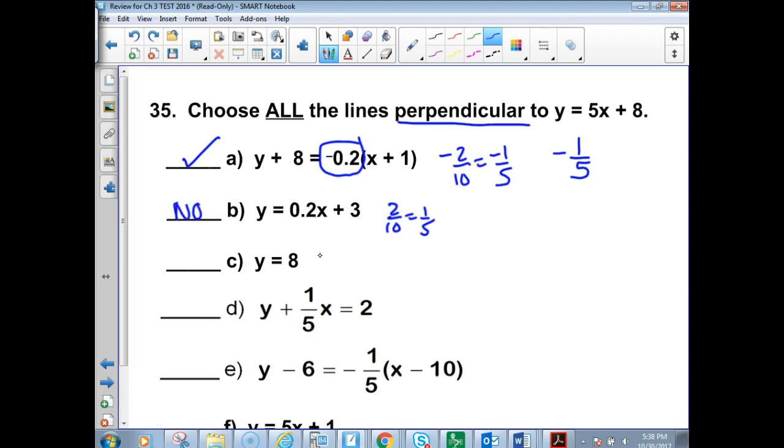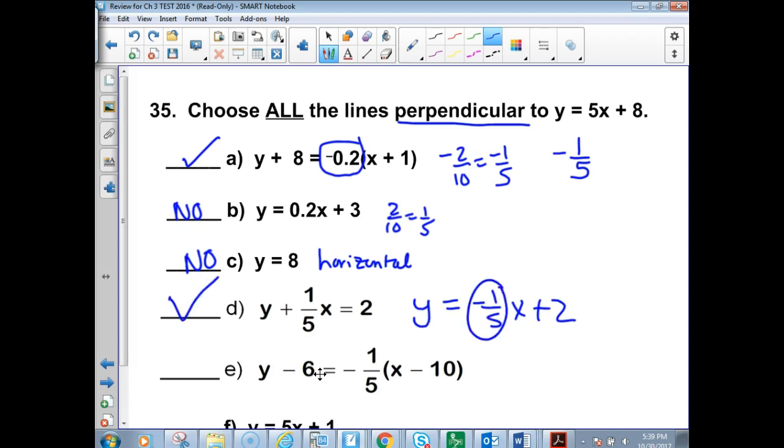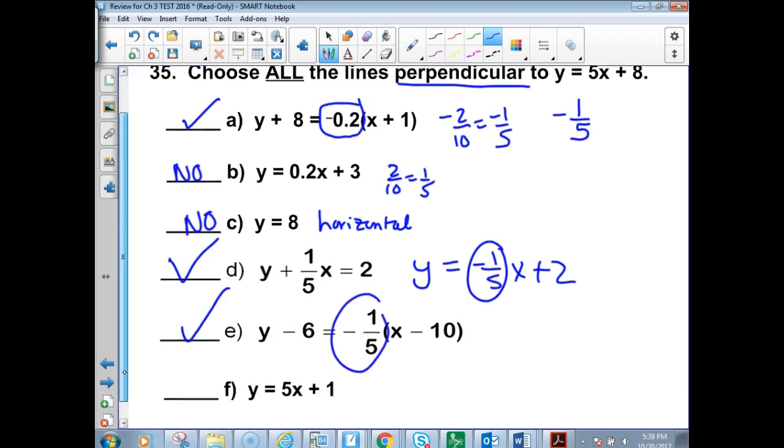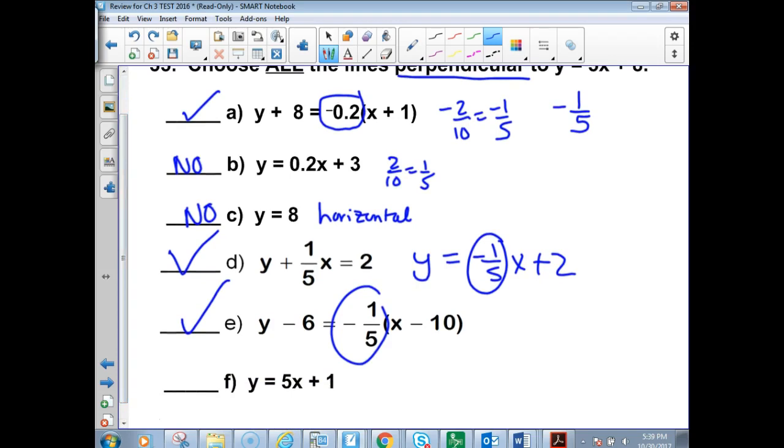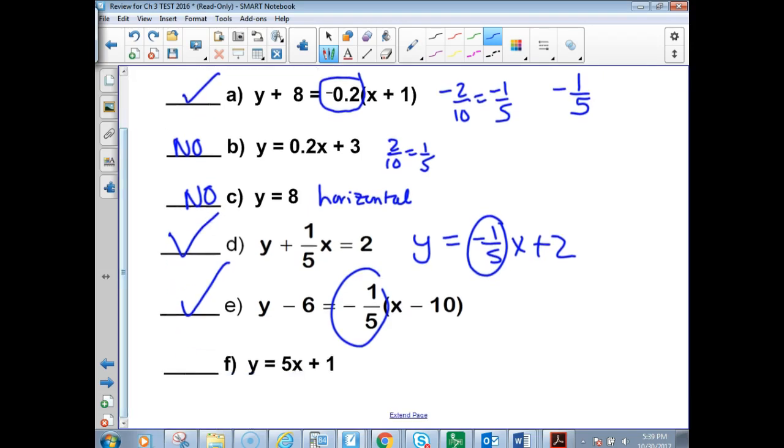y equals 8, that's a horizontal line. No. If I solve this one for y, I'd have to subtract 1/5 x from both sides. And now it does have a slope of -1/5. This one's a yes. This one has a slope of -1/5, so that's a yes. And this one has a slope of 5. Oh my goodness, yes, it's exactly the same slope, therefore it would have been parallel, not perpendicular.